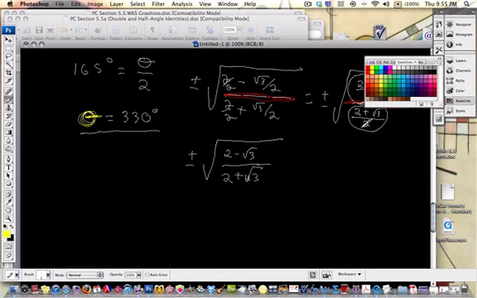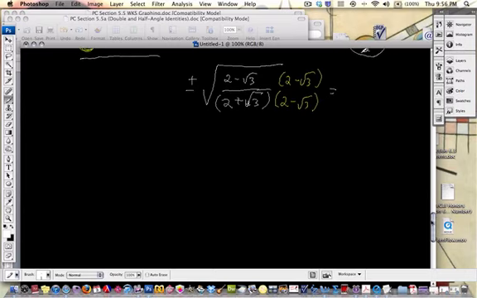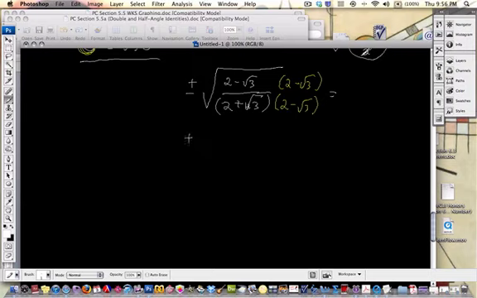So yeah, it should be sort of familiar. I'm going to multiply by 2 minus root 3, 2 minus root 3. And this is all happening within that giant square root. So a lot of layers here. Now when you FOIL the denominators, I'll go below.